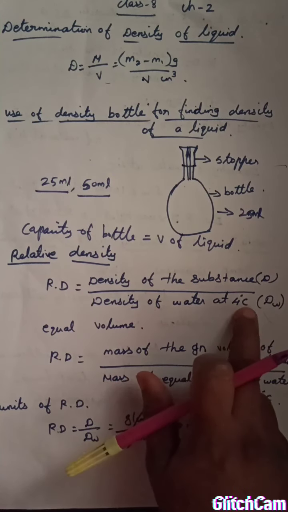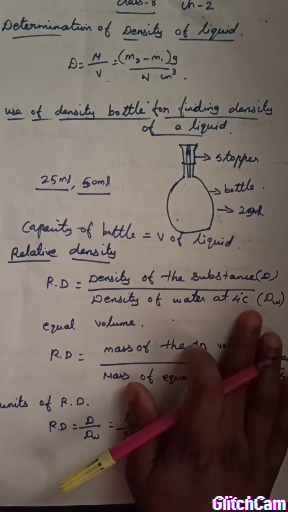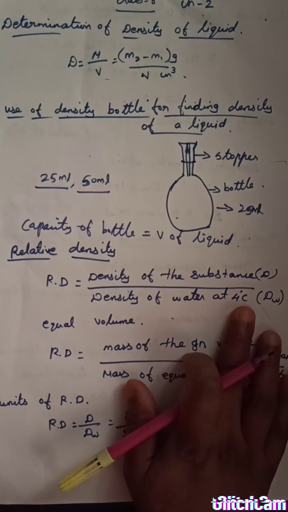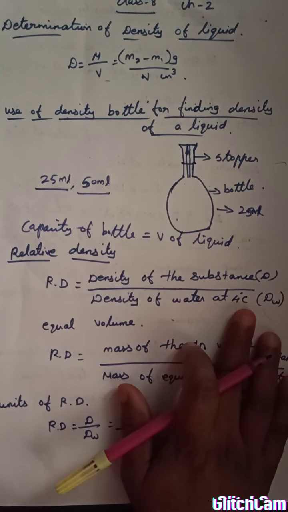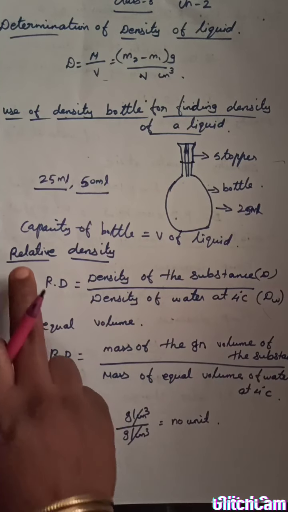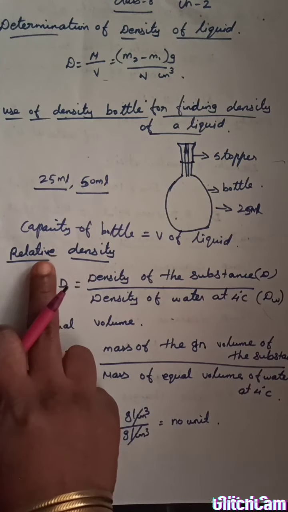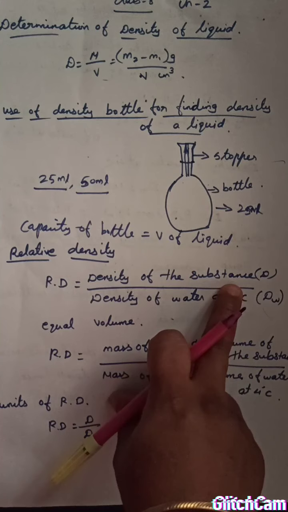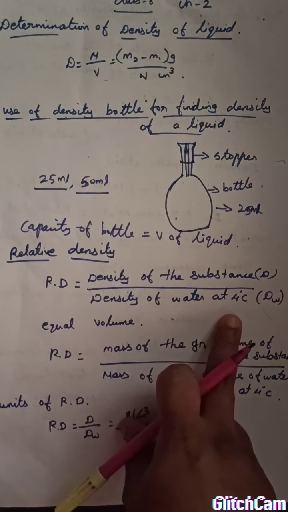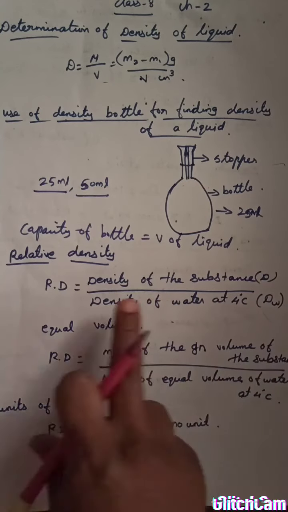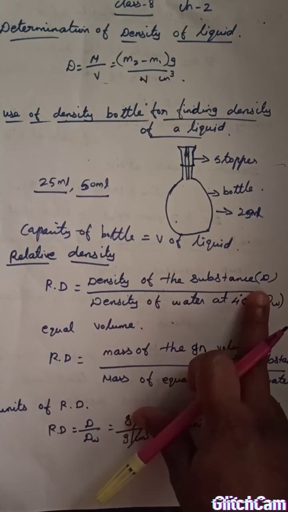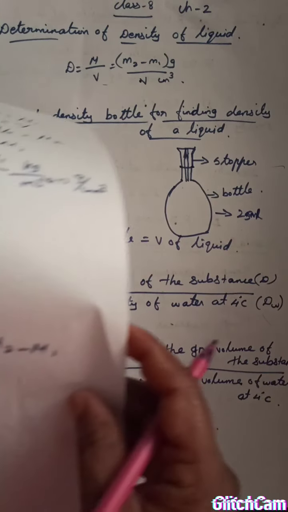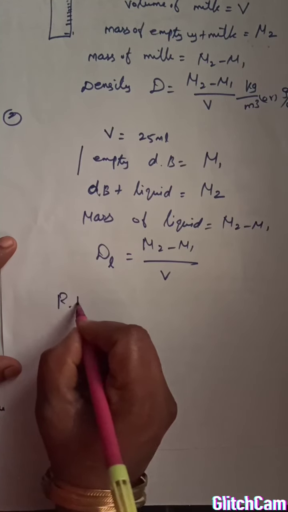You know why I mentioned 4 degree Celsius here? Because only at 4 degree Celsius water has minimum volume, so maximum density. You know that; in the first class we studied about this, isn't it? So relative density means we are relating to density. Relative density is the ratio of the density of a particular substance upon the density of water at 4 degree Celsius. Okay. So you know what relative density is.